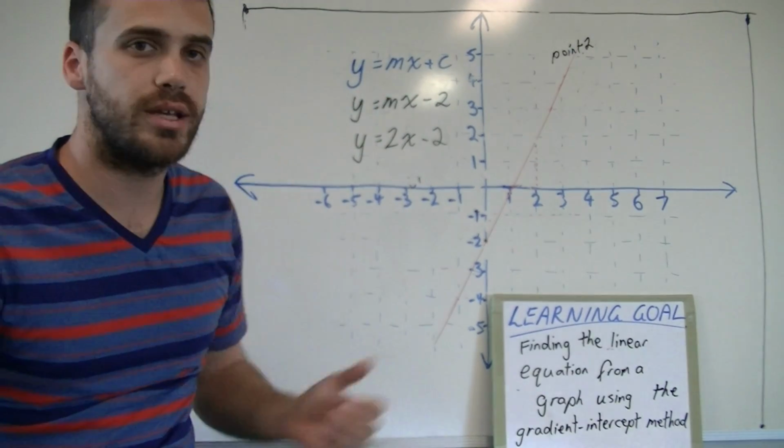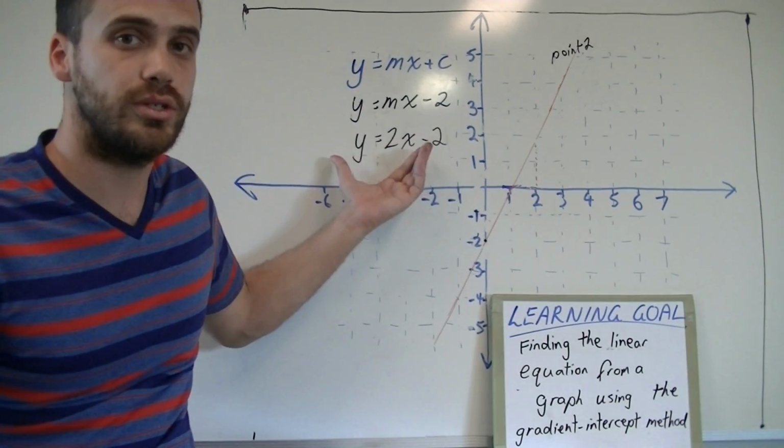Now this is the gradient intercept method for creating an equation from a straight line.